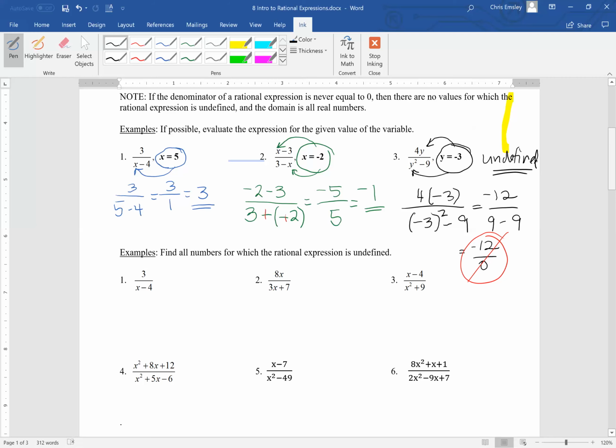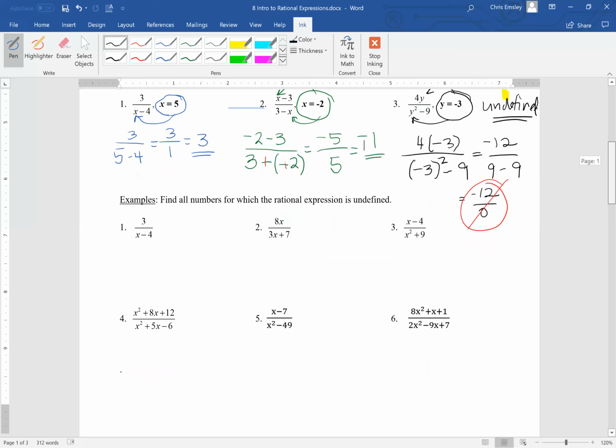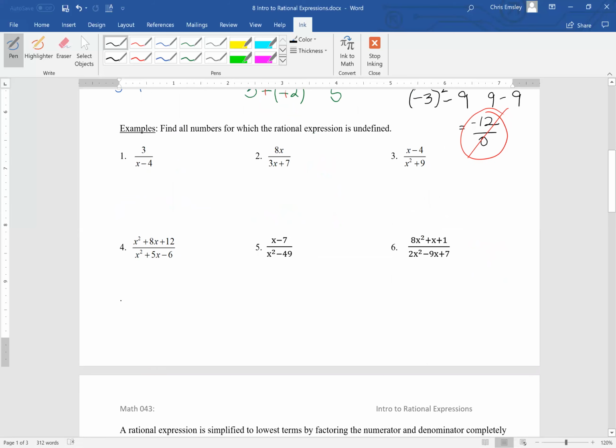Okay, in our next set of questions, we have different directions now, so take a look here. This set of examples says find all the numbers, and when they're talking about numbers here, they're talking about x values. Find all the x values for which the rational expression is undefined. And what did we just say about undefined? Undefined happens when the denominator is equal to 0.